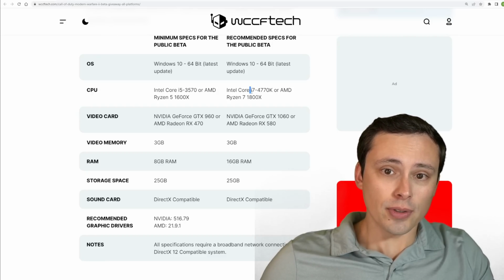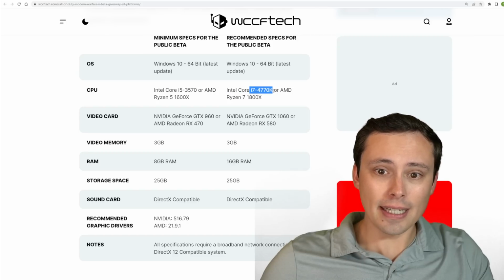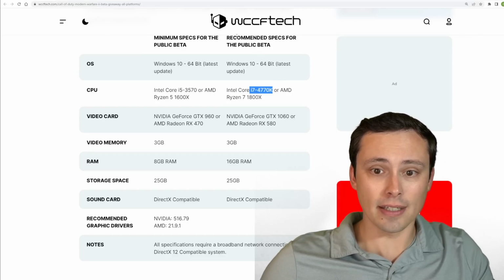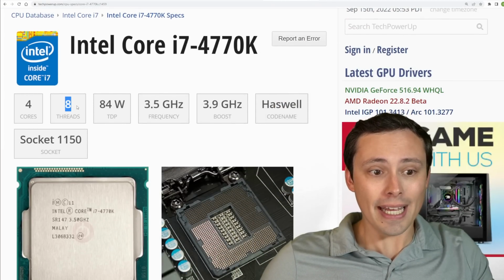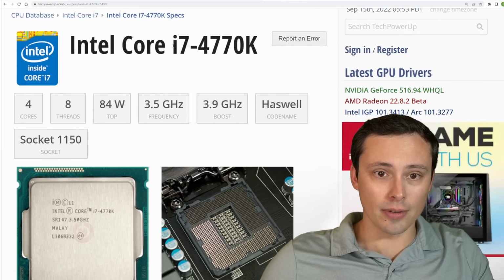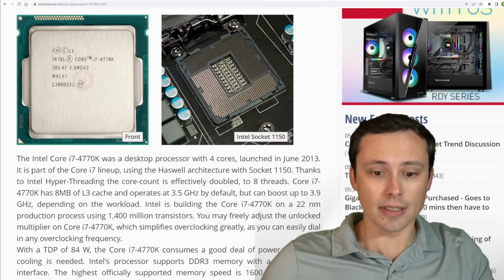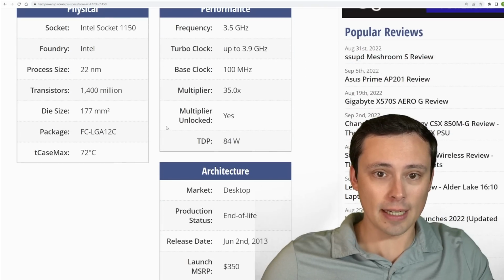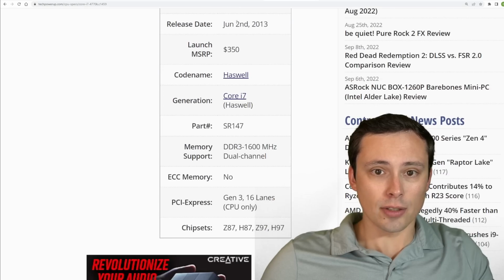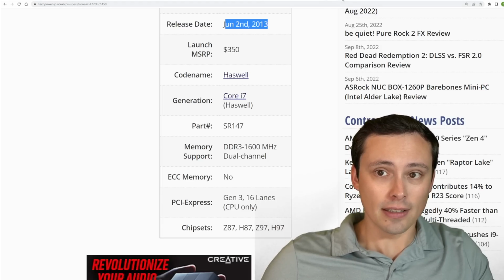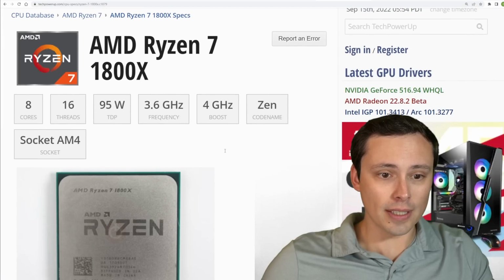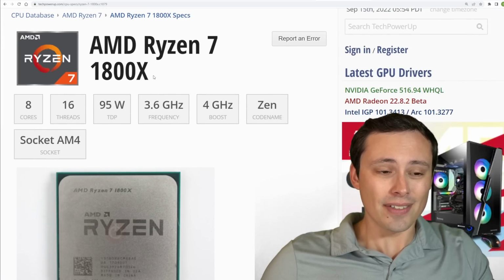If we jump over to the recommended, we see the Intel recommendation jumping to the i7-4770K. This is a 4-core, 8-thread CPU with a little bit higher frequencies and all of that with hyper-threading. And this is a 2013 chip, so still quite old, not asking a lot. And the AMD CPU it's recommending is the Ryzen 7 1800X.